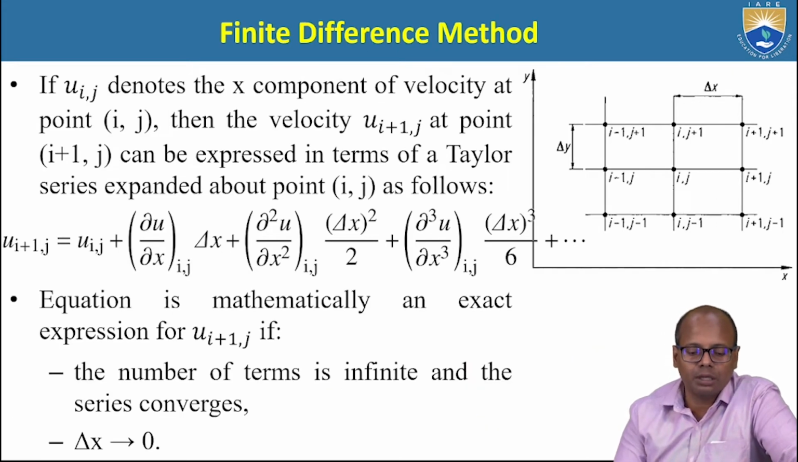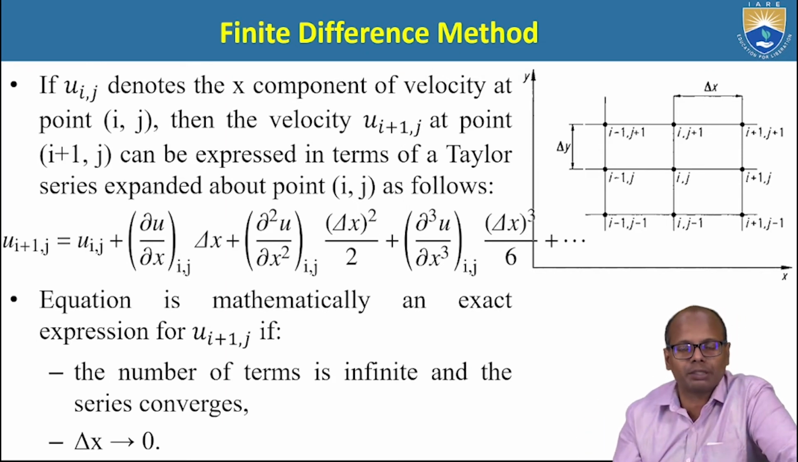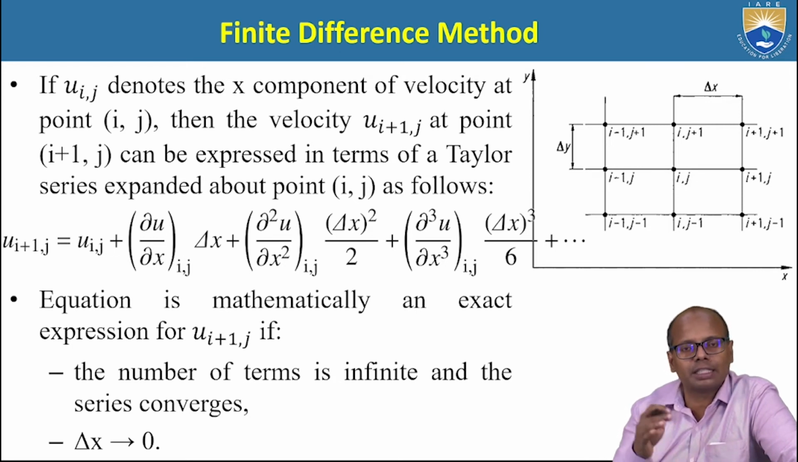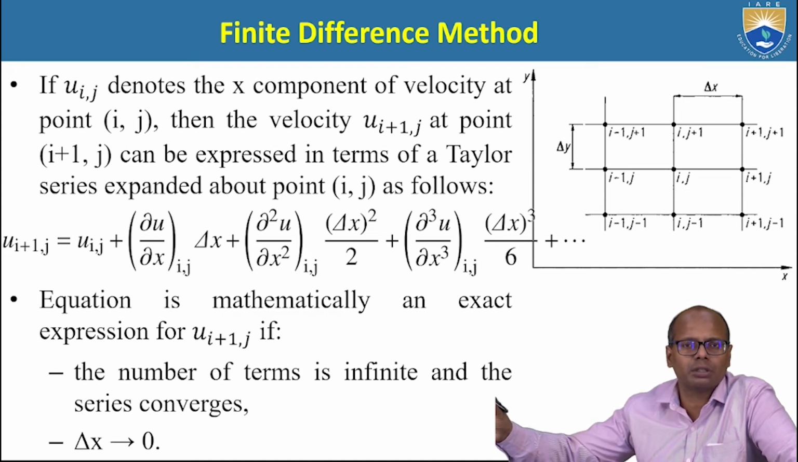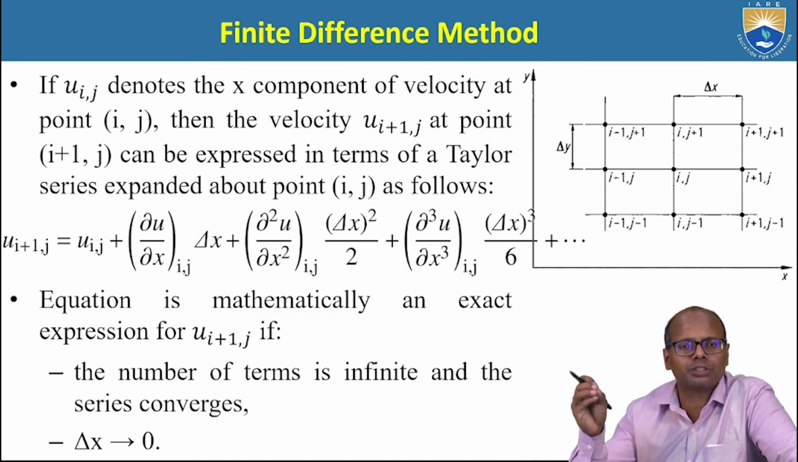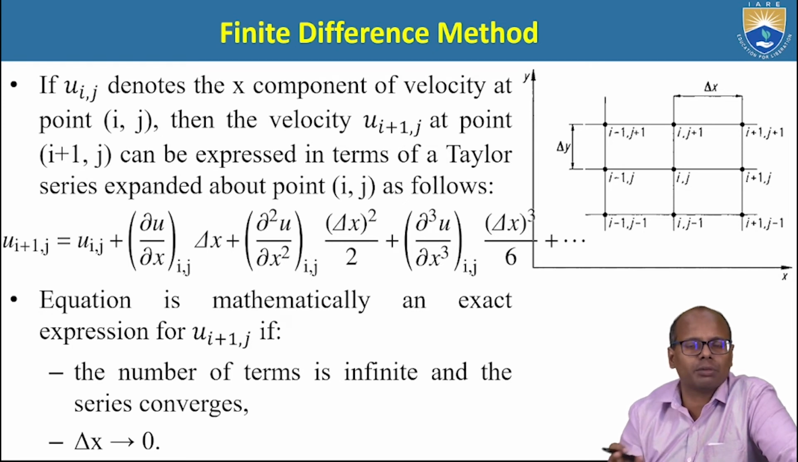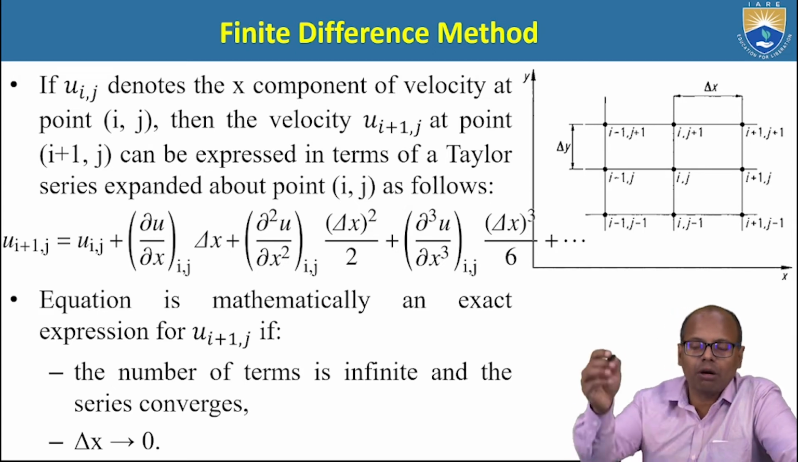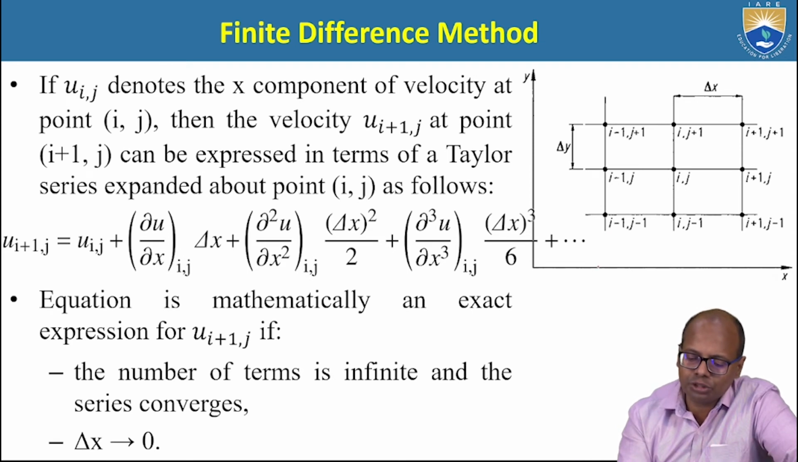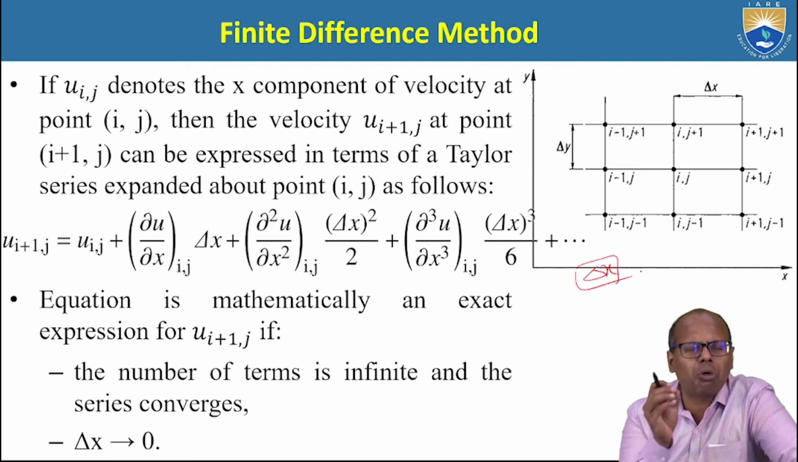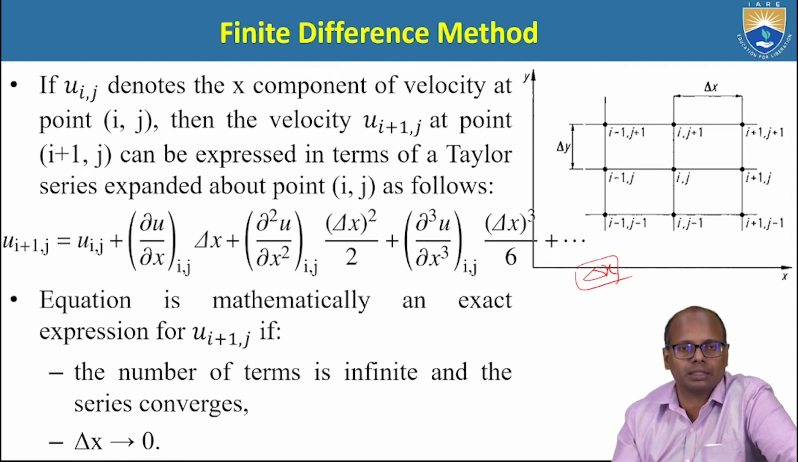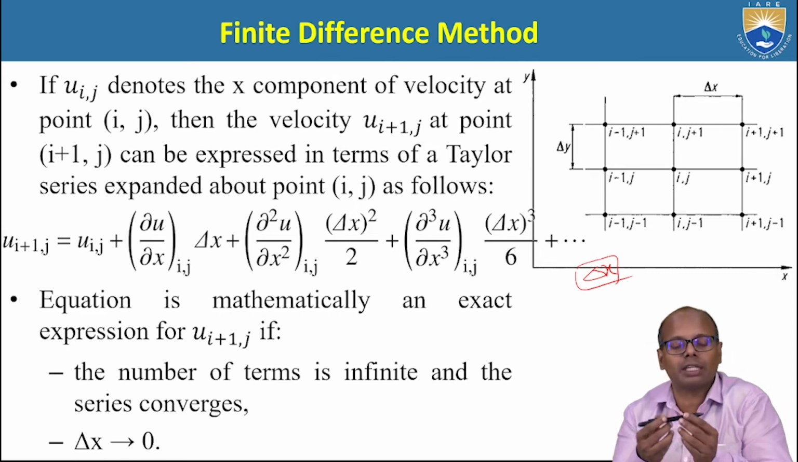Okay. Now we will come back to the finite difference method. So far we have seen the Taylor series expansion and the significance of having an infinite number of terms. If I have an infinite number of terms, I will get the mathematically exact solution. But an infinite number of terms is not possible. Then what do I have to do? I have to truncate it, or I can reduce the delta x. I can take a very small, negligible delta x. But that also has a disadvantage.